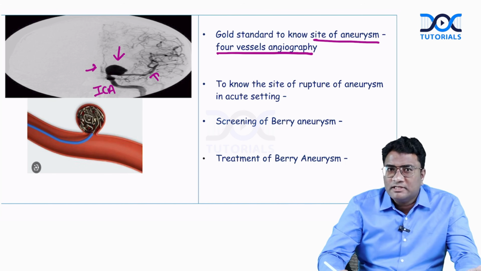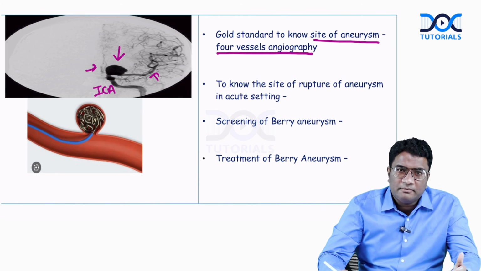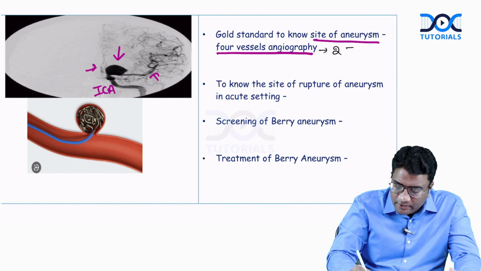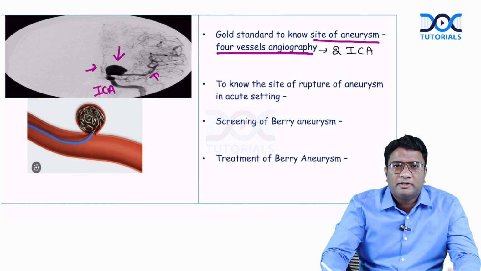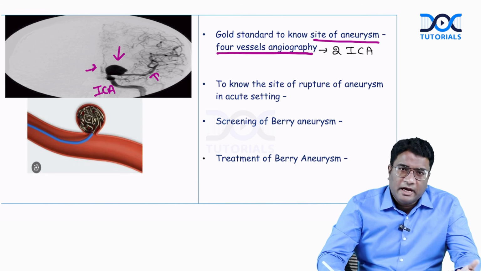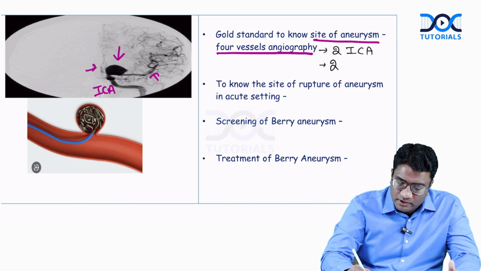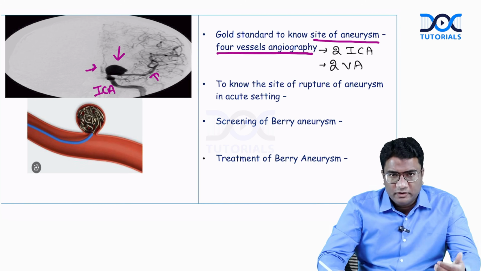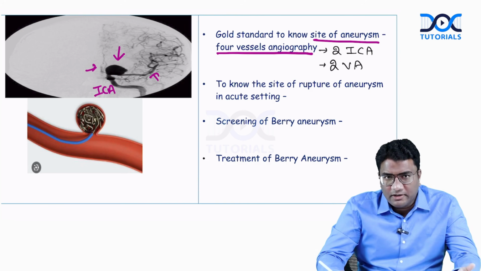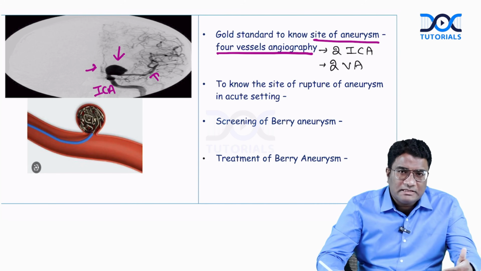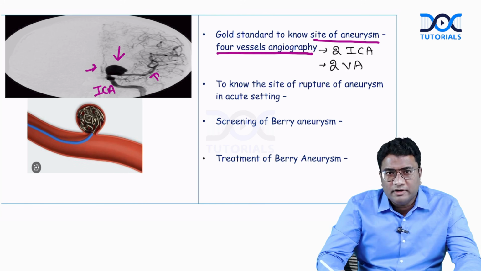And what are the 4 vessels we are trying to image? What is the anterior part of circle of Willis formed by? The 2 internal carotid arteries. The anterior part of circle of Willis is formed by the 2 internal carotid arteries. And what is forming the posterior part of circle of Willis? The posterior part is formed by the 2 vertebral arteries. So when you catheterize the 2 internal carotid arteries and the 2 vertebral arteries, you get a 4-vessel angiography. You can know where is the site of aneurysm in the circle of Willis.